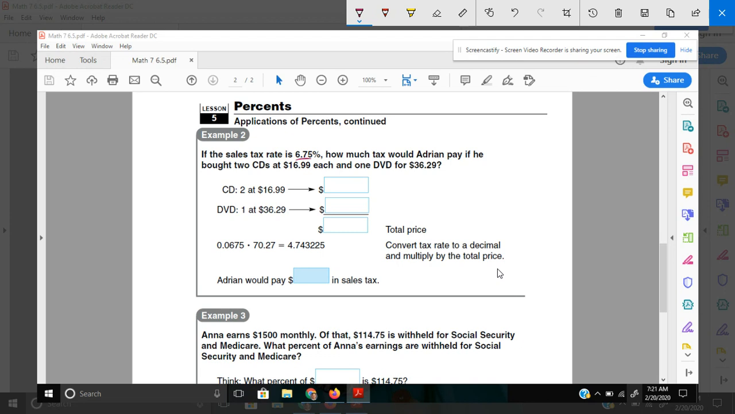It says, how much tax would Adrian pay if he bought 2 CDs at $16.99 each and 1 DVD for $36.29? Right, so first what we need to do is find our total amount for what we buy, and then we find the percentage of that. Okay, so 2 CDs at $16.99.